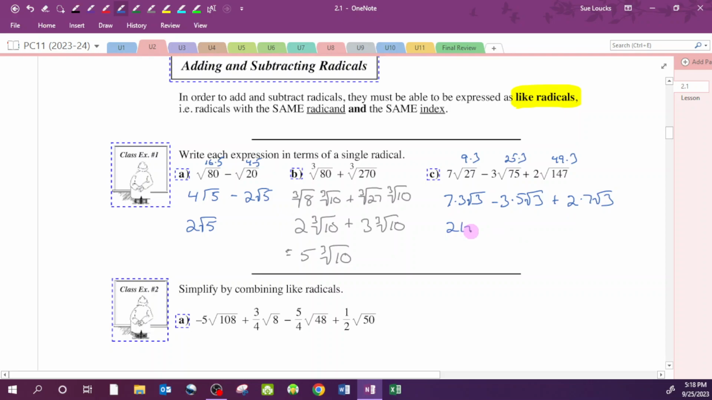So I got 21 root 3 minus 15 root 3 plus 14 root 3. And then 21 minus 15 plus 14 is going to be the same as 21 minus 1, which is going to be 20 root 3. There's my answer. All right.